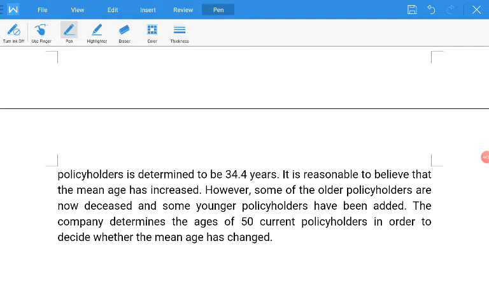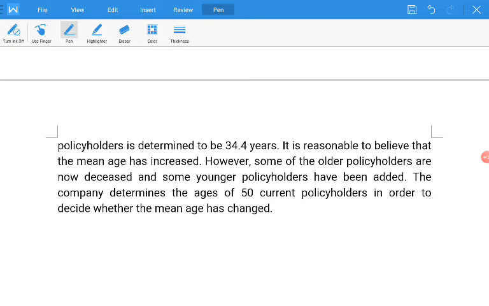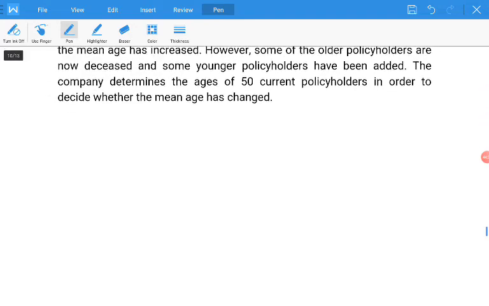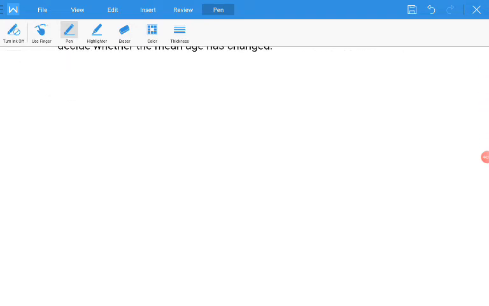However, some of the older policyholders are now deceased and some younger policyholders have been added. The company determines the ages of 50 current policyholders in order to decide whether the mean has changed. So here we want to determine whether the mean has changed because we don't know whether there has been an increase or not. So this one is going to be a two-tailed test.